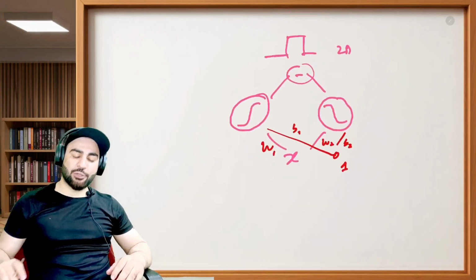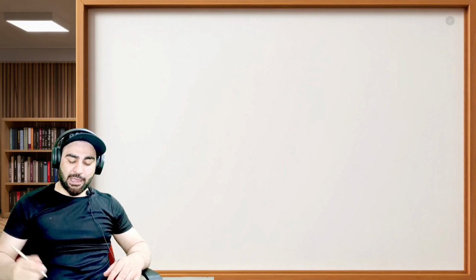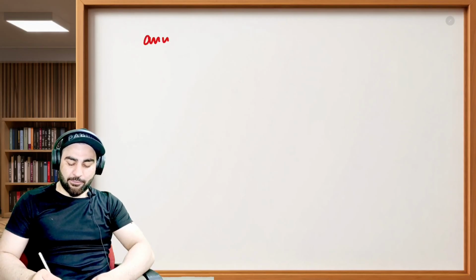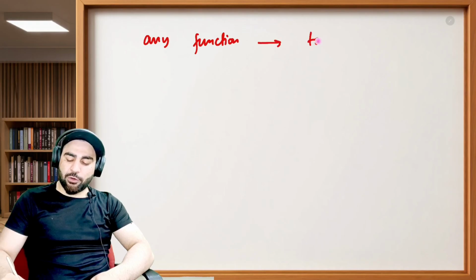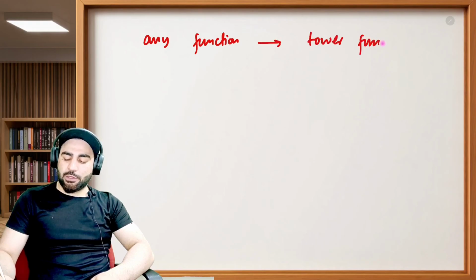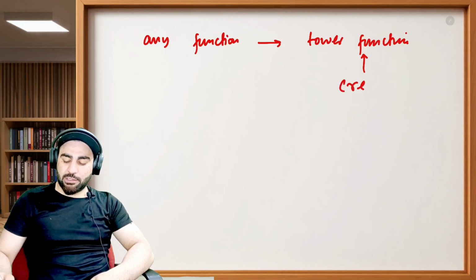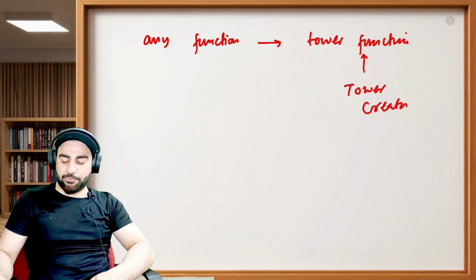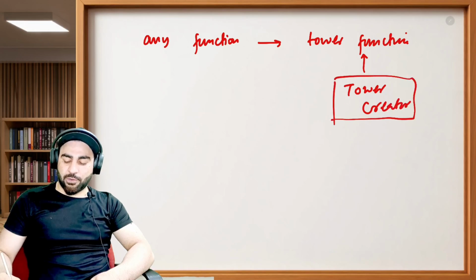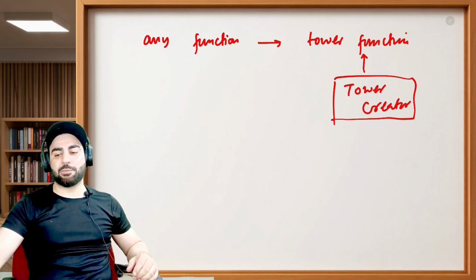Okay, so here I showed you by construction that if you have any function, you can approximate that by using those tower functions. And I showed you a neural network which can create towers, a tower creator. I showed you a construction of a tower creator. Okay, this now shows you the representational power of neural networks.